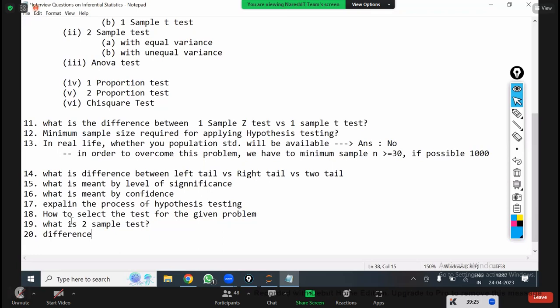Two sample test means it is going to check between two continuous variables only, whether their variances are equal or not. That is the two sample test.